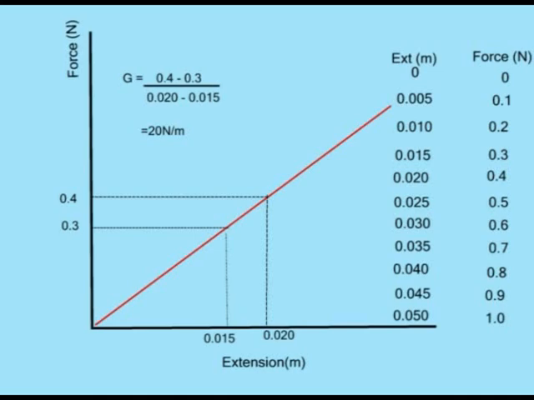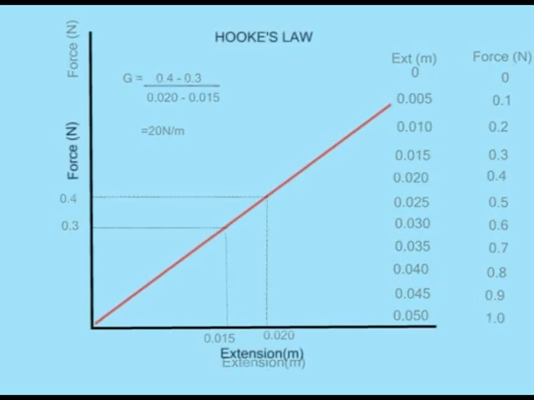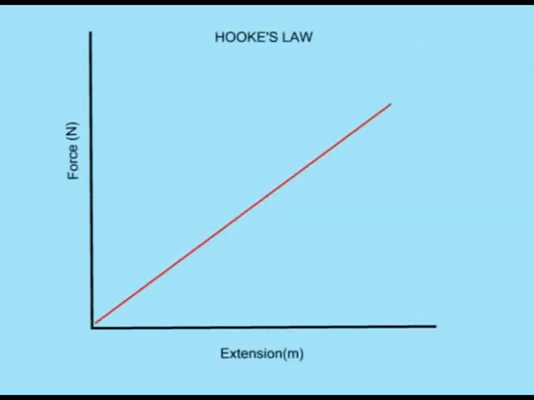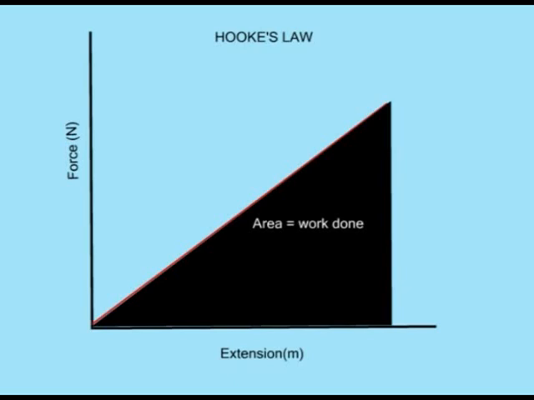Let's take one example again. A 0.5 kilogram mass is suspended from a spring and causes it to stretch by 2 centimeters. A metal cube suspended freely from the same spring causes it to stretch by 5 centimeters. If the elastic limit is not exceeded, find A, the weight of the metal cube, and B, by how much the spring would stretch if a mass of 1.5 kilograms is used.